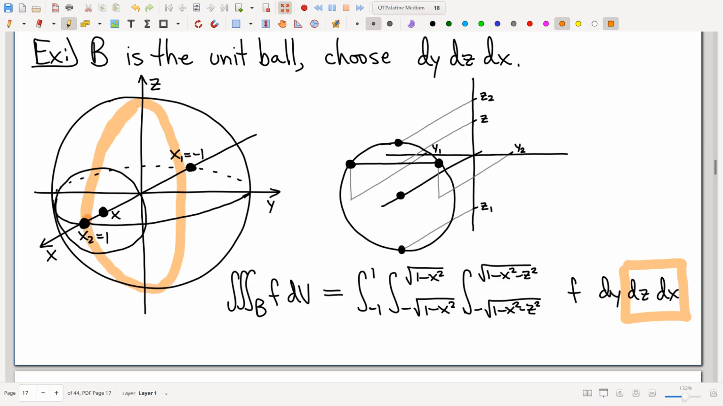Now again, it's harder to draw than it looks. It's a lot easier to intuit this than to draw it. But the projection, if you were to take this unit ball and just smush it into the xz plane, it's going to make a unit disk in the xz plane. And the unit disk is pretty easy to find the bounds of.